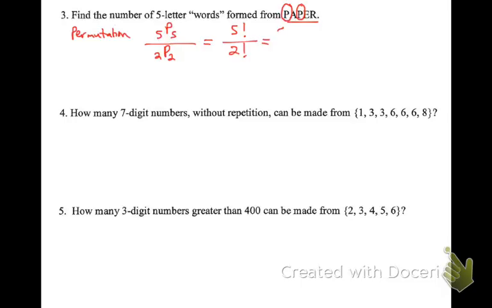So let's calculate what this is going to be. 5 factorial is 5 times 4 times 3 times 2 times 1. 2 factorial is 2 times 1. Those cancel. 20 times 3 is 60. So there's 60 different words you can form from the word paper.